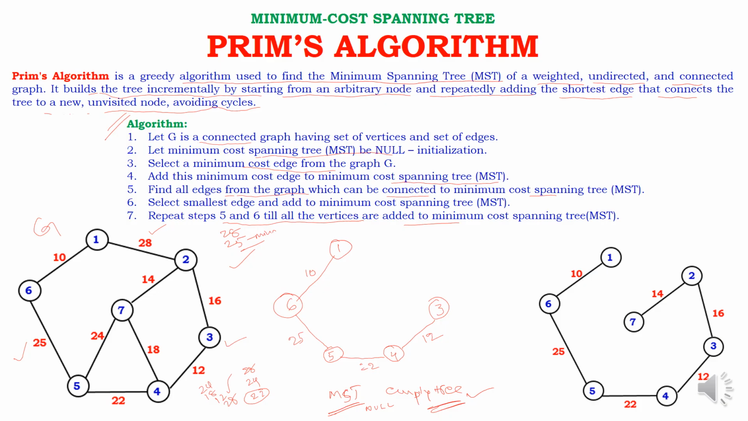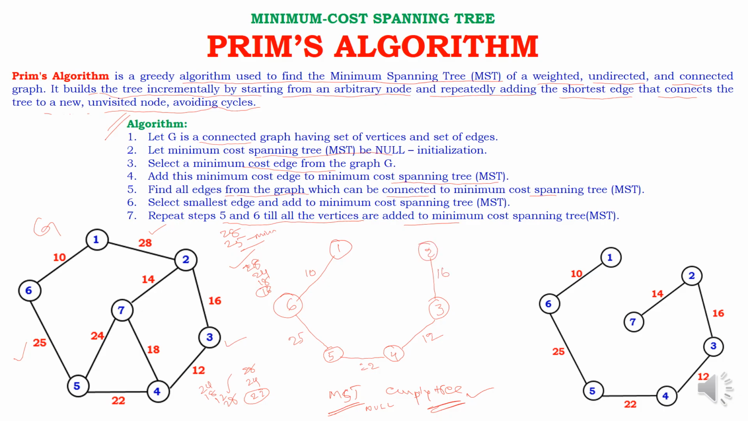So there is a possibility of adding 1 2 with weight 28, then 5 7 with weight 24, then 4 7 with weight 18, then 3 2 with weight 16. These are the 4 different. Out of these 4, 16 is the smallest value with the help of 2. So add vertex 2 and the edge with 16.